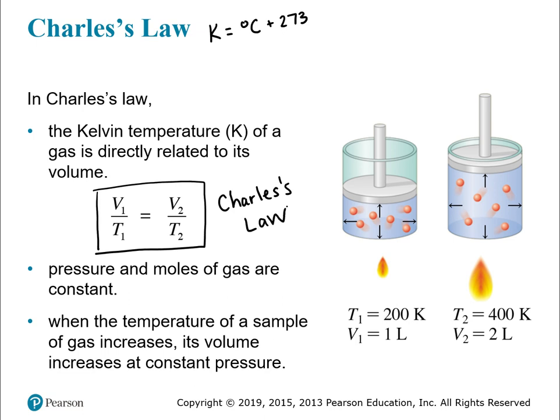This proportion is Charles's law. The pressure and the number of moles of gas are constant here. When the temperature of a sample of gas increases, the volume is also going to increase. In our example, we start with gas that's at 200 Kelvin and the volume is 1 liter. We increase the temperature to 400 Kelvin, and now we have increased our volume. 2 times the temperature, 2 times the volume.